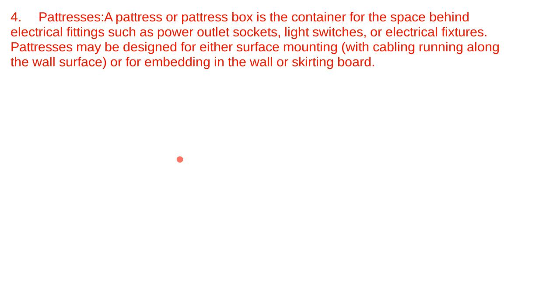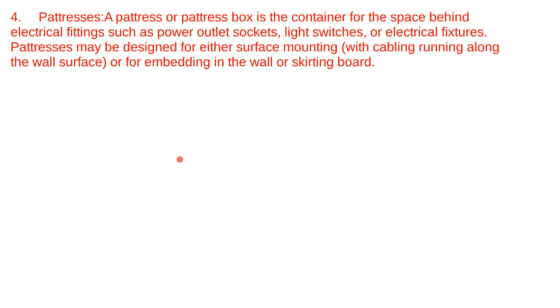So a buttress, or buttress box, is a container for the space behind the electrical fittings, such as the power outlet sockets, light switches, or electrical fixtures. They may be designed for surface mounting, which is achieved by the cabling running along the wall surfaces, or most of the time nowadays they are embedded in the wall or the ceiling board.